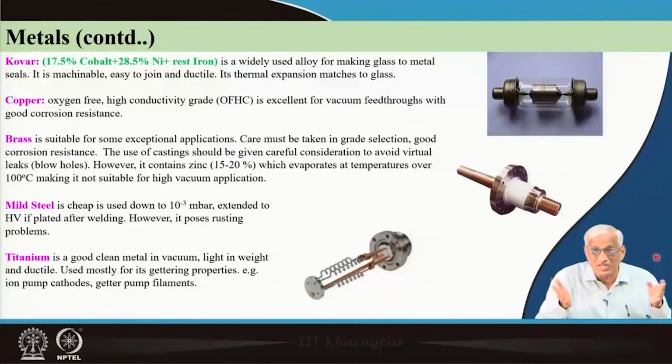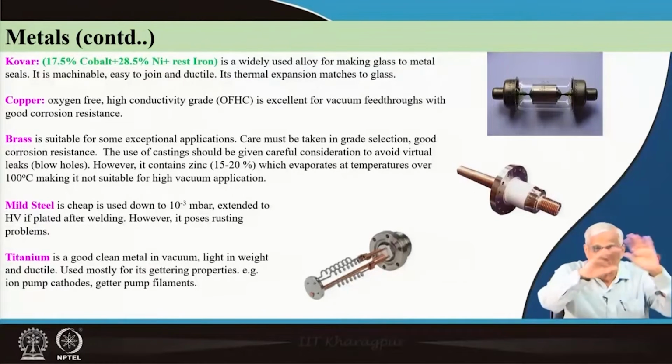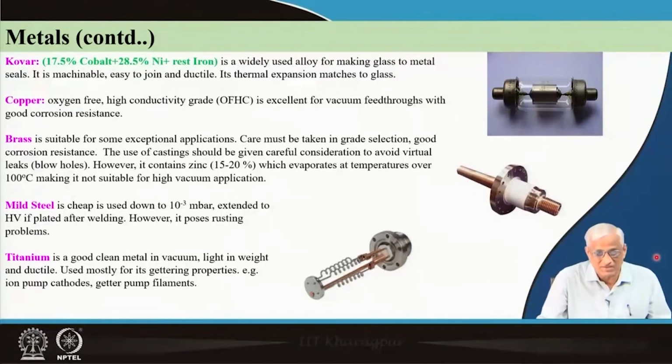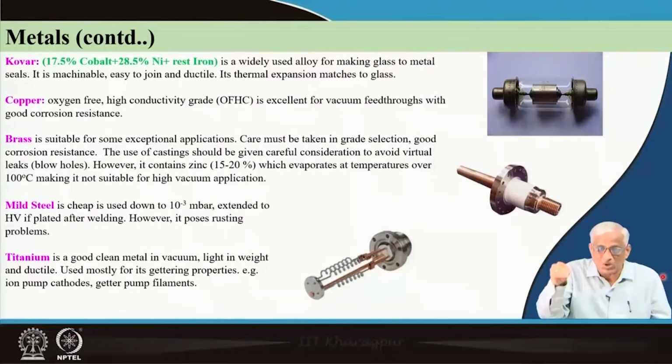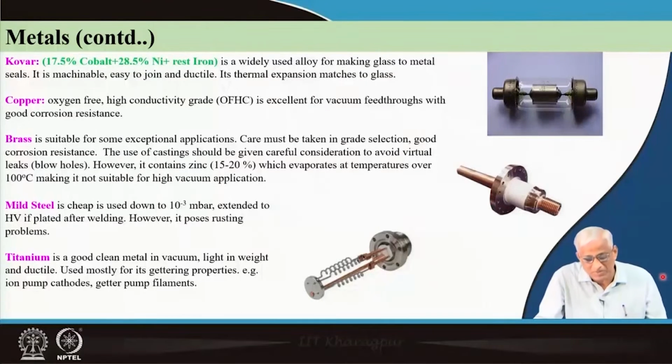But there are some special coatings. Research is going on to make mild steel chambers, but inside it should have a vacuum compatible first layer. Very good research for the startups. Then titanium alloys, they are very good. They can also be used as getter materials inside as a local pump. We have seen in sputter ion pumps etc.